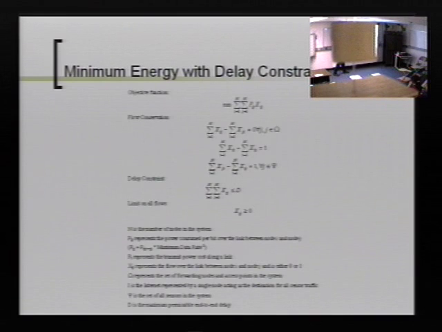And we have an additional delay constraint which says that the sum of all these hops should be less than n hops.